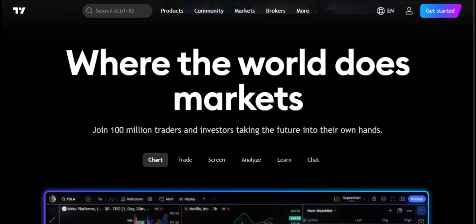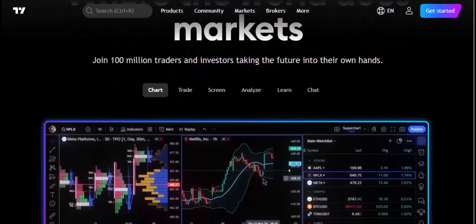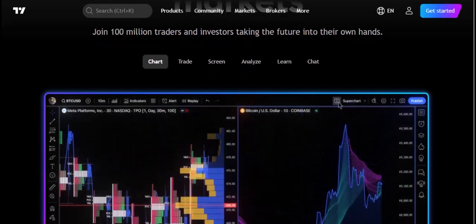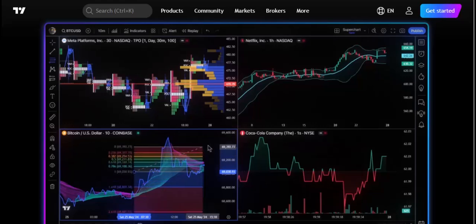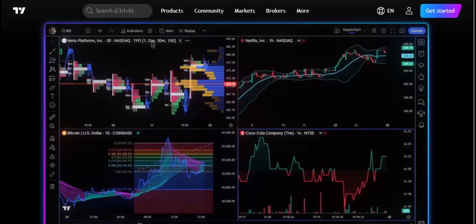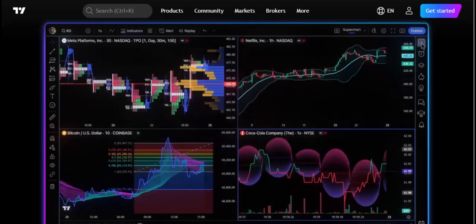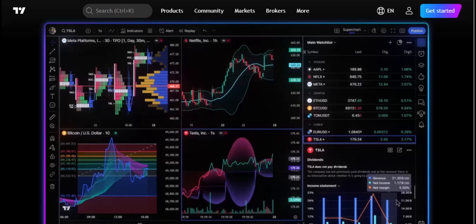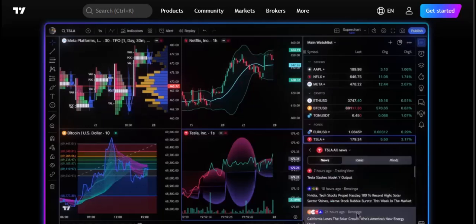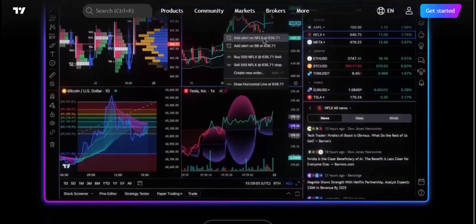You gain access to a vast array of real-time data for numerous asset classes: stocks, forex, crypto, you name it. The charting tools are surprisingly comprehensive, allowing you to overlay indicators, draw trend lines, and customize your analysis to your heart's content. You can even engage with a vibrant community, sharing ideas and learning from other traders.